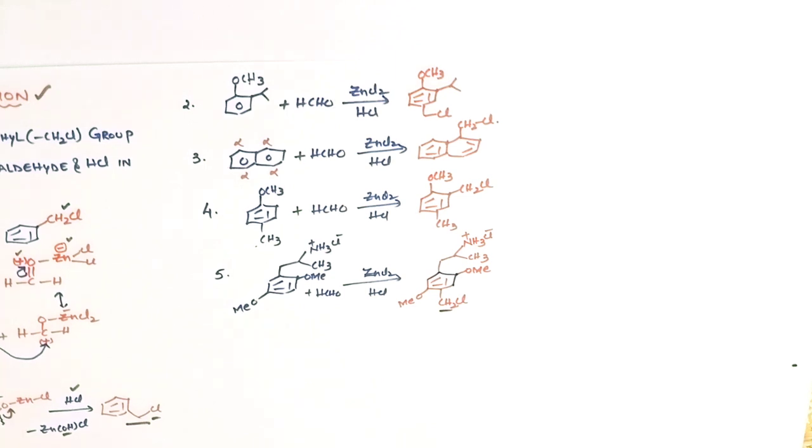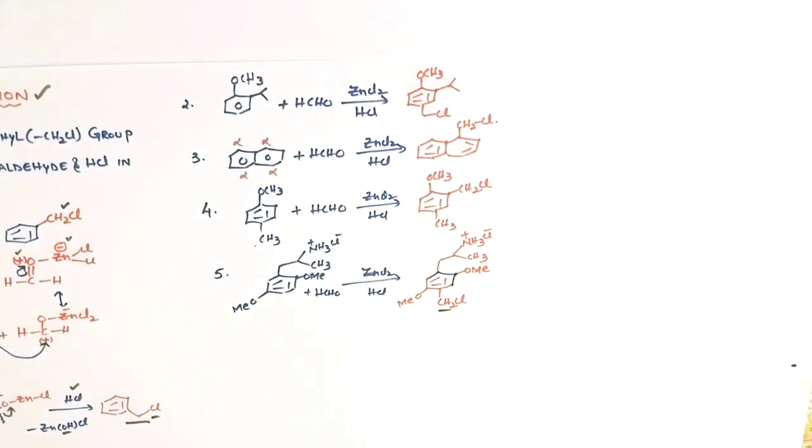So in this way, we can replace the hydrogen atom on the aromatic systems with the CH2Cl group. Okay, thank you very much.